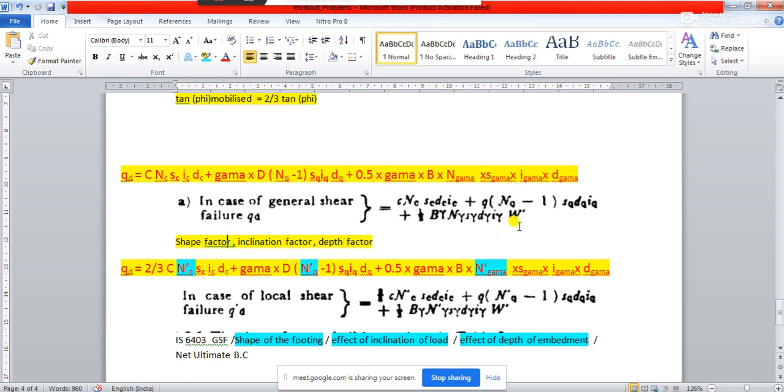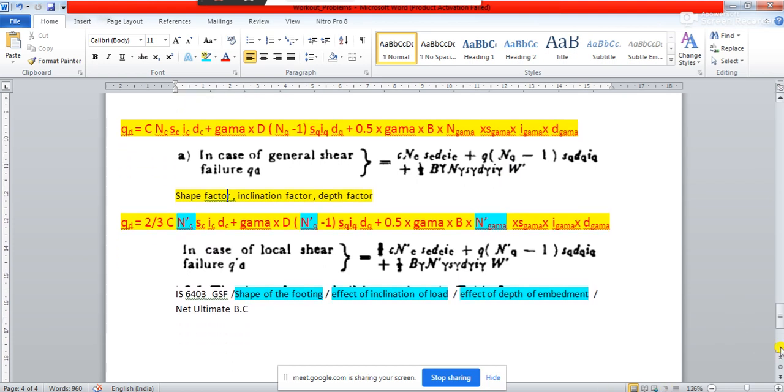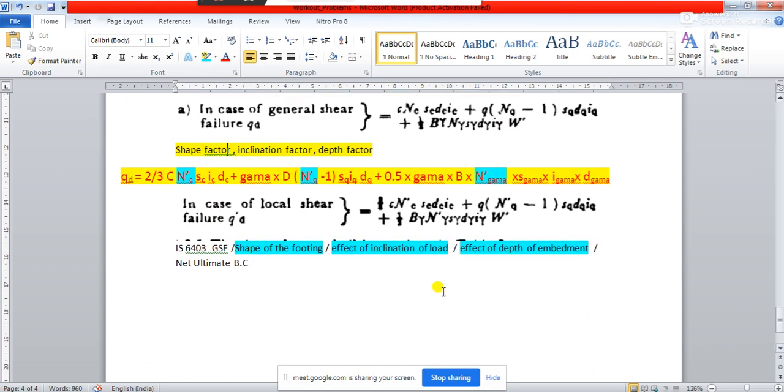And in case of local shear failure also you have shape factor, inclination factor, and depth factor. Now you will have to see what the code, the Indian Standard Code 6403, is saying about the shape of footing, the effect of inclination of load, and the effect of depth of embedment. So all these things are given in this code.